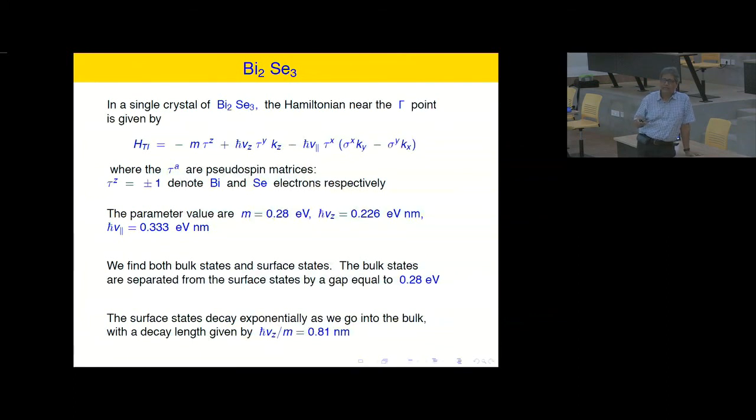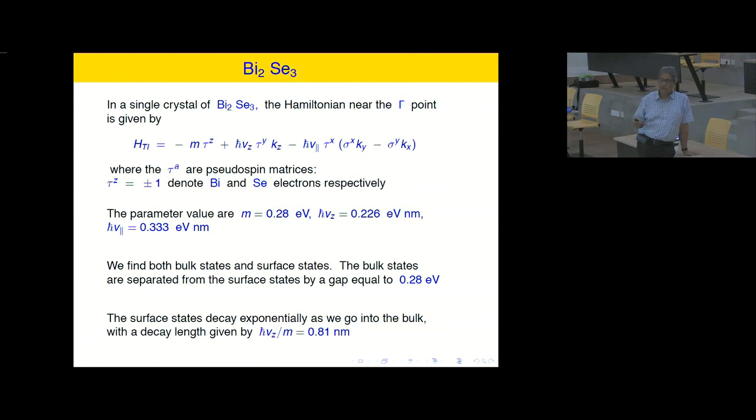Okay, so there are the spin Pauli matrices sigma x, sigma y. I think I may have missed a sigma z over there. So you have the Pauli matrices appearing. Then you also have the tau matrices. These tau matrices are pseudo spin matrices, so they're 2 by 2, and tau z plus or minus 1 denote electrons on bismuth and selenide. Okay. So here the electrons basically have 4 components: bismuth, selenide, spin up, spin down.